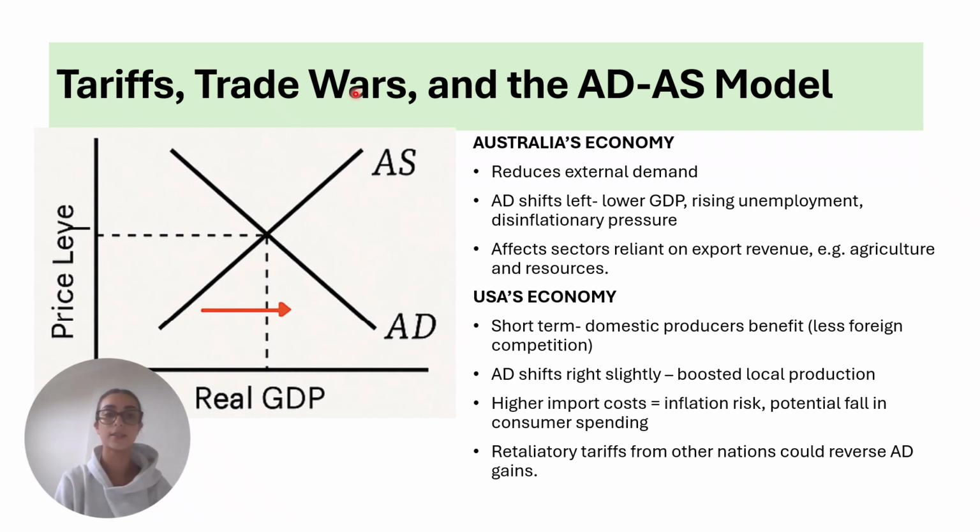In the US, tariffs might boost domestic production at first, increasing aggregate demand, but over time, imported materials get more expensive, pushing aggregate supply to the left and driving up prices. That combination, slower growth and rising prices, is known as stagflation.